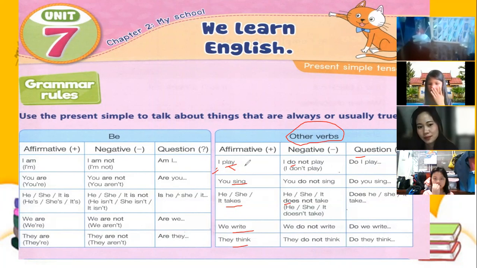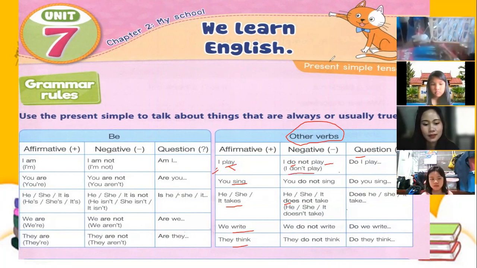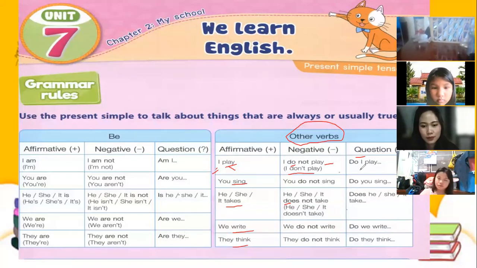Okay, negative sentence if you like to make, so I do not play, right? Then we can say in the short form, I don't play. All right, similar sentence if you like to make a question, we are asking the question about something. So do I play, or do you play? Okay, so do, it will come first, then subject, right, and then verb, other verb. Okay, students, you understand that?